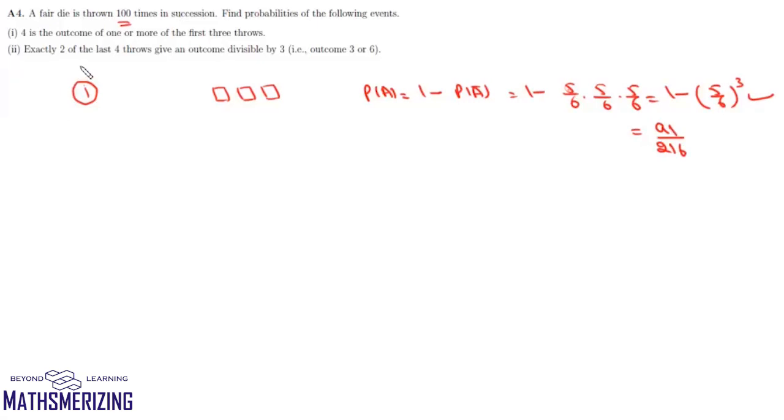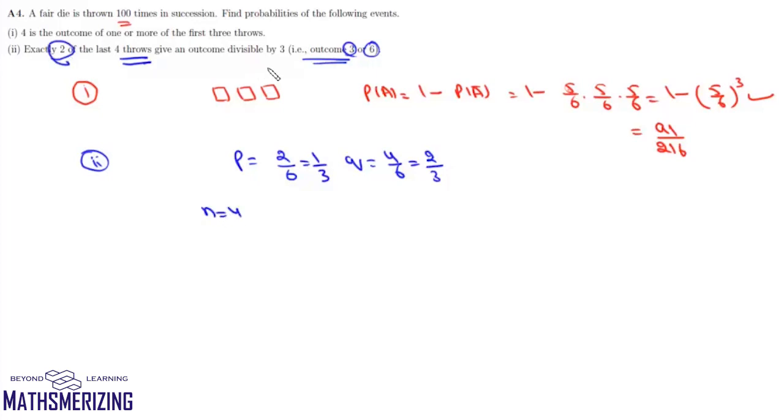Now we'll come to the second problem, and it says exactly 2 of the last 4 throws give an outcome divisible by 3. Now we know that a number is divisible by 3 if it is either 3 or 6. So its probability will be 2 by 6, and the probability of not getting a multiple of 3 will be 4 by 6. So this one is 1 by 3 and this is 2 by 3. From the last 4 throws, in this case the value of n is 4, we need to get exactly 2 numbers which are divisible by 3. So it's a question of binomial probability.